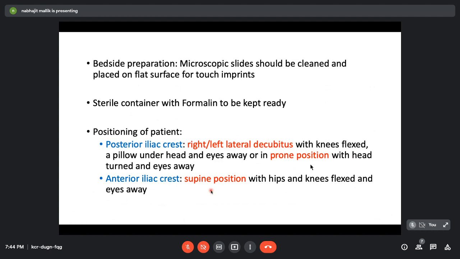When you are doing a bone marrow examination from the anterior iliac crest, you'll of course do a supine position with the hips and the knees flexed and the eyes away.